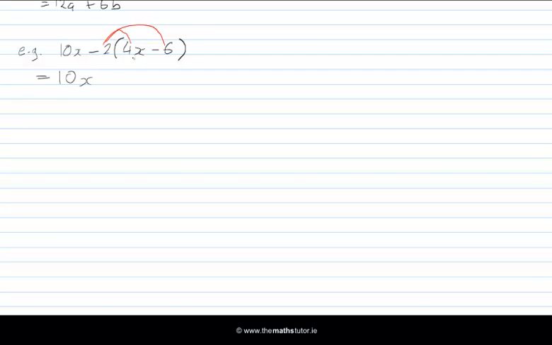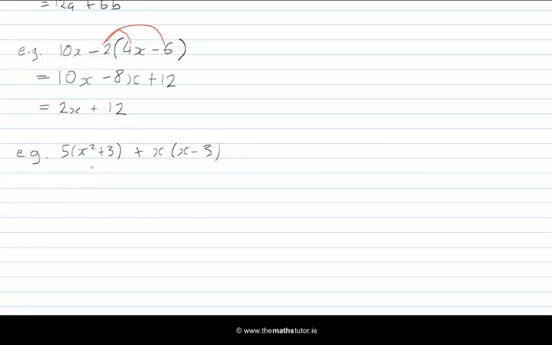Now we have a minus 2 times a 4x, and I implore you, don't forget this minus sign. It is so critically important, and it's very easy to miss. So we have a minus 2 times a plus 4, and we get minus 8x. And a minus 2 times the minus 6, again it's a minus sign, don't forget it. So a minus 2 times minus 6 gets you plus 12. Remember, negative times negative gets you positive. So overall we have 2x and 12.